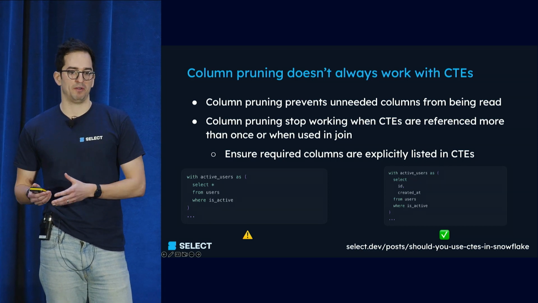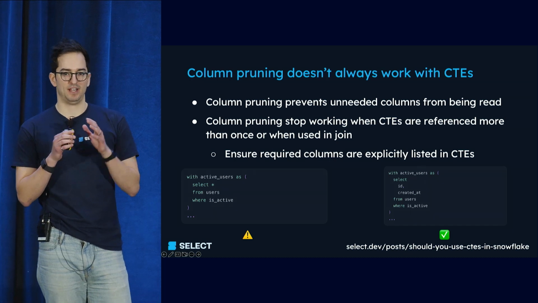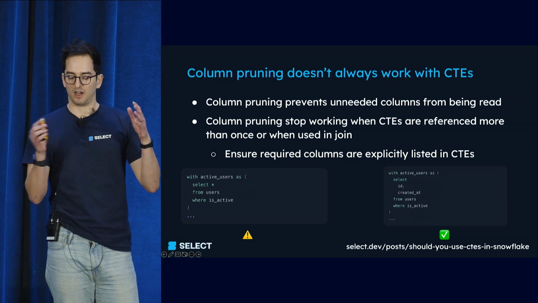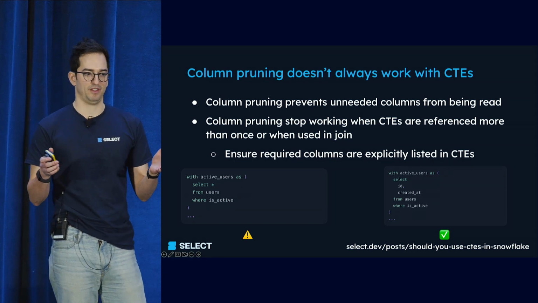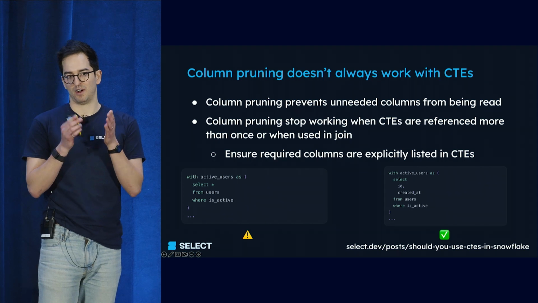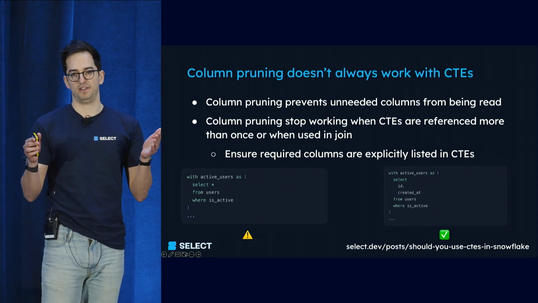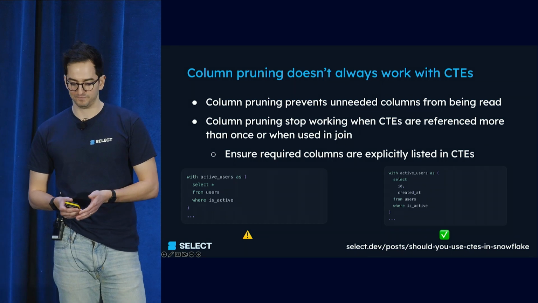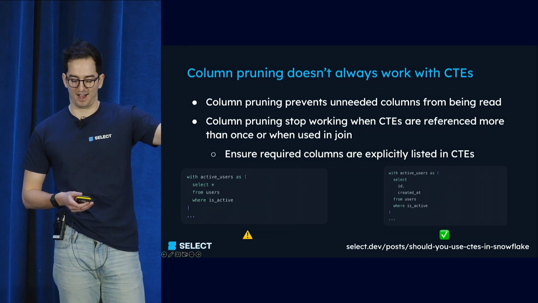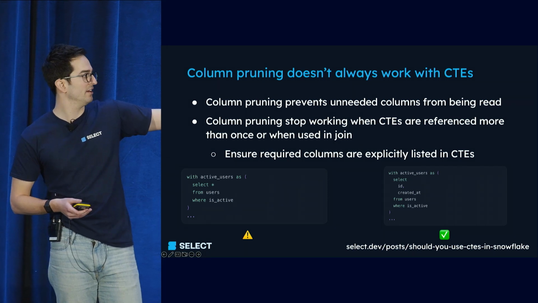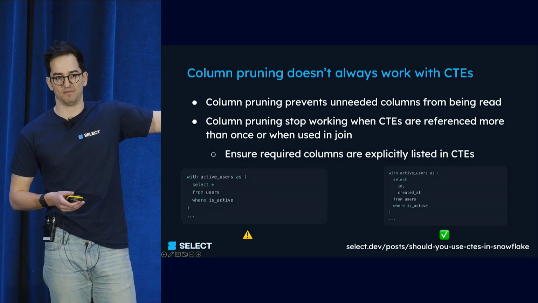So we talked about query pruning before, which essentially gets rid of micro-partitions that you don't need to read. Column pruning is a similar thing. The end goal is to read less data. This time, column pruning is removing unnecessary columns that we don't need to read from a particular micro-partition. So if we look at the example I have on the bottom left, I have this CTE called active users, where I'm selecting all the columns from this users model.